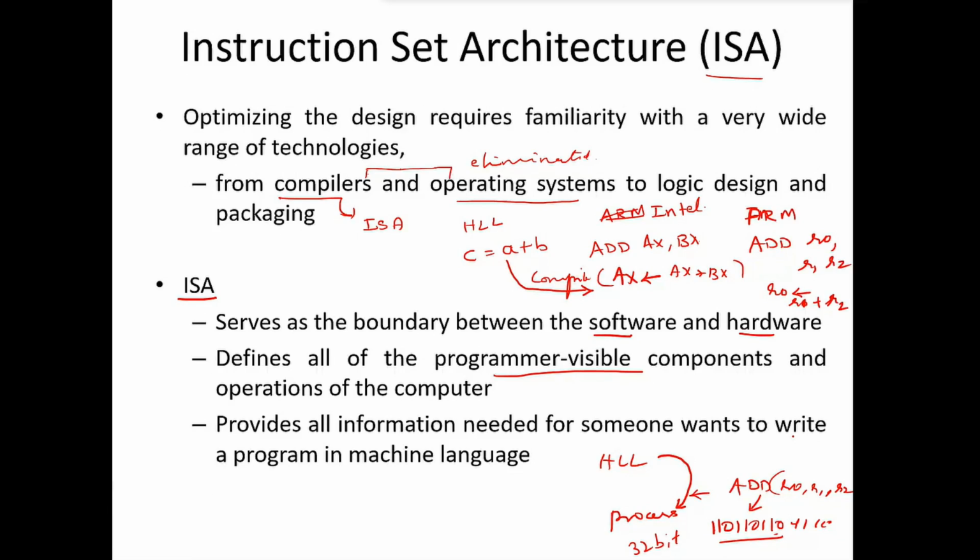So when you want to know all those things, only with the help of the instruction set architecture do we get to know. Because if you take this instruction, this is an add instruction, so it takes 3 registers. All those things can be visible only with the help of instruction set architectures. And at the same time, it provides all the information needed for someone to write a program in machine language. So whatever we need, all the information is provided only by the instruction set architecture.